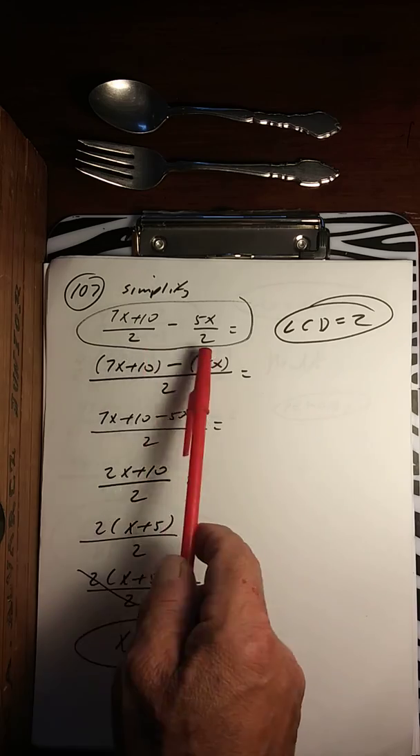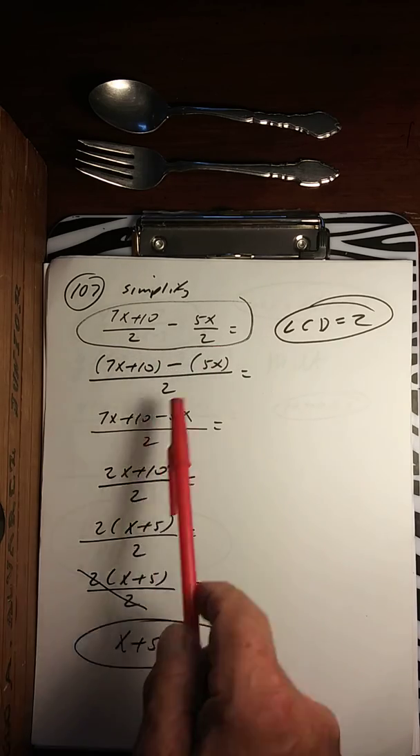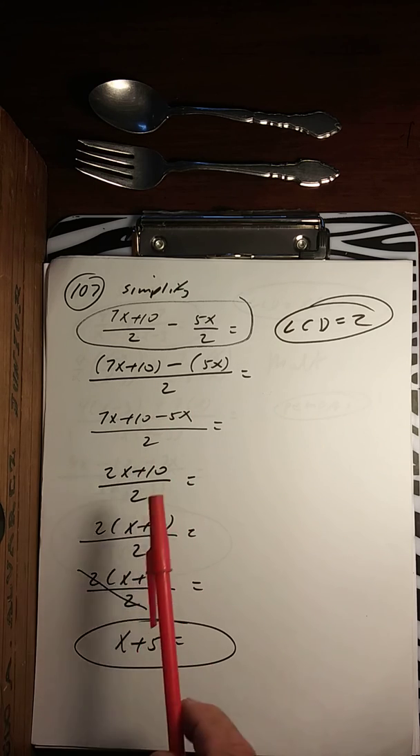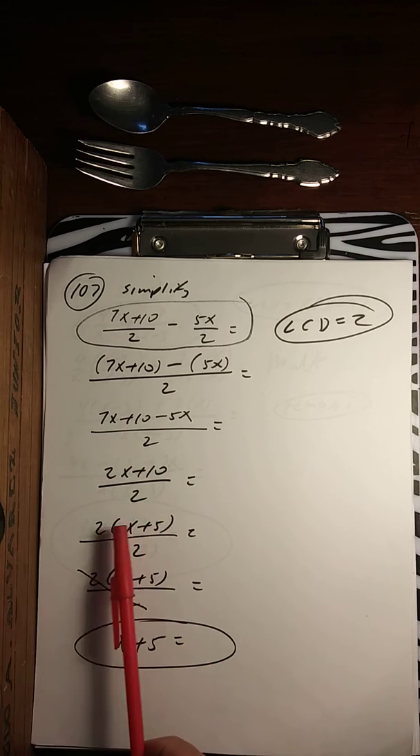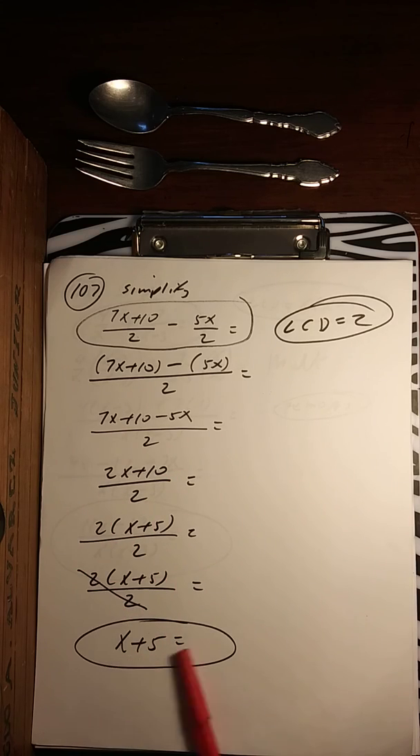Add these. Since the fractions have the same denominator, put them together in one big fraction. So we have this on top minus that: 7x plus 10 minus 5. That one and that one is going to be 2x plus 10, and we can take 2 out from this. 2 times this is that, 2 times 5 is 10. Cancel the 2's. Left is x plus 5.